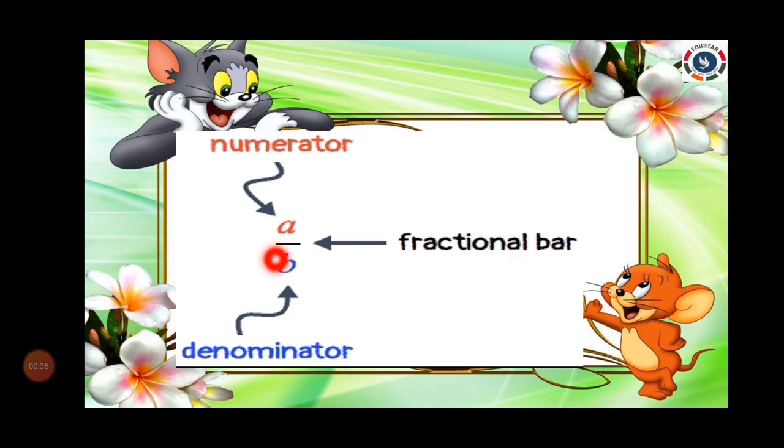The number at the bottom in a fraction tells us in how many parts the whole has been divided. I mean the total number of parts, that we want to write. That is called the denominator. And in between the two numbers, a line bar is given, that is called the fractional bar.